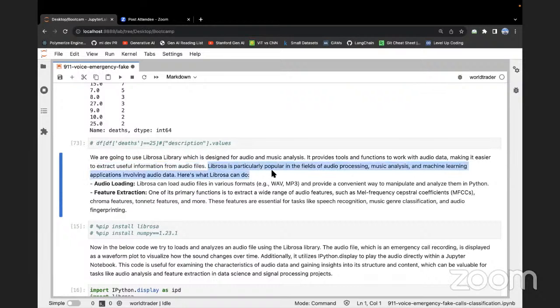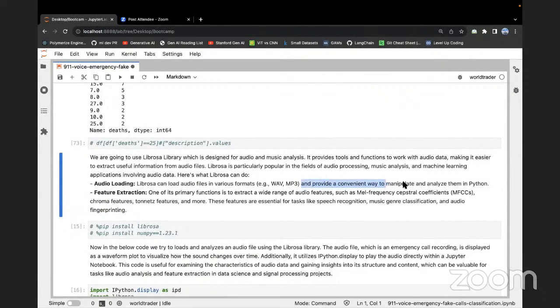So librosa is a very popular library for audio processing, music analysis, and because it can do feature extraction from audio, it is one of the primary, very important libraries for machine learning applications involving audio data. So librosa can load audio files in various formats. It could be WAV, MP3, and so on. In fact, even if you give it a video file, it knows how to extract the audio from a video file, right? So that's also very interesting.